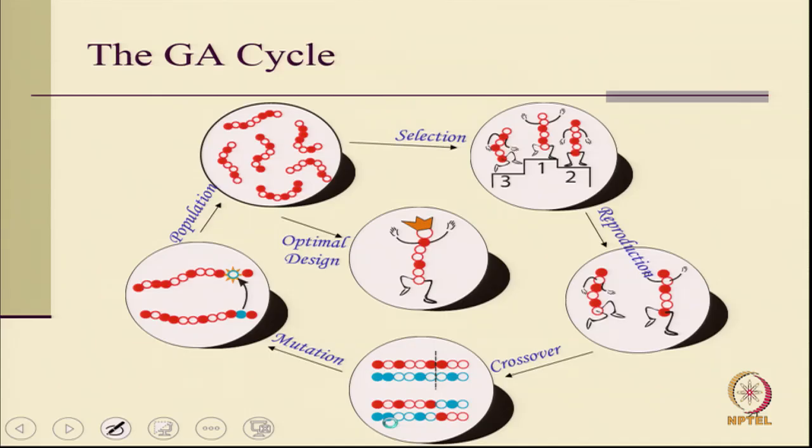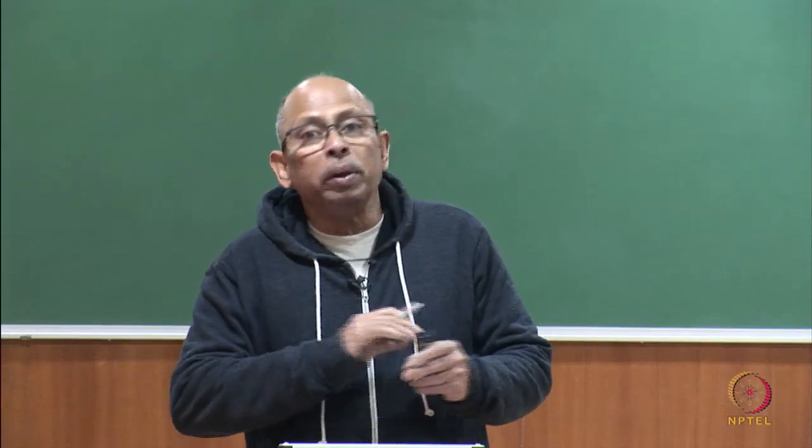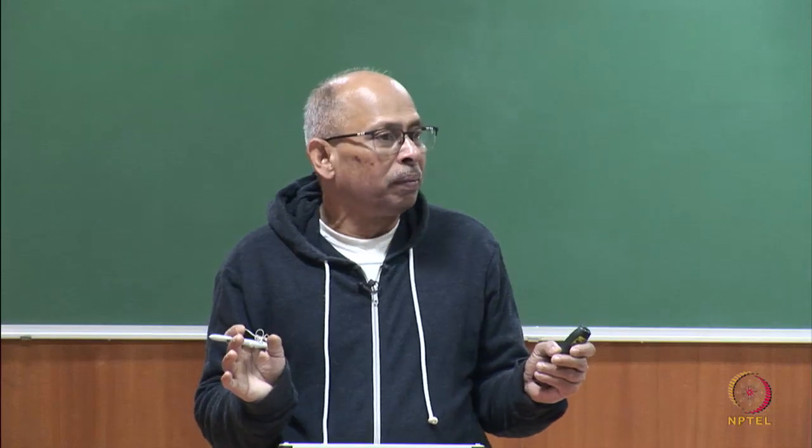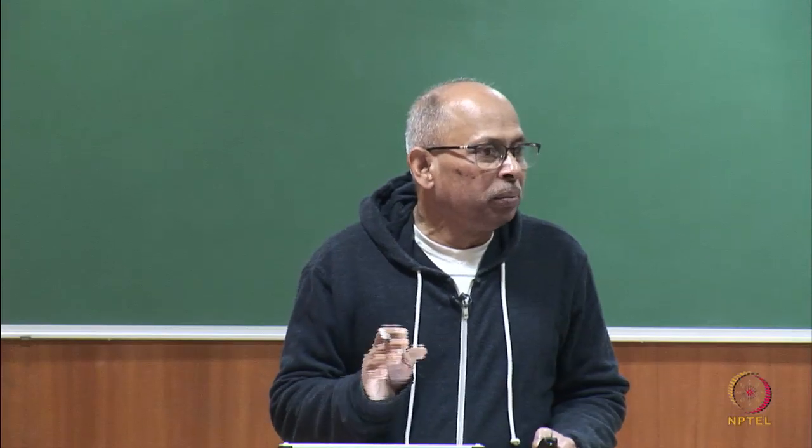So, basically the GA cycle would be this: to start with, you have a population, from there you select and keep the best, and then reproduce through crossover, with mutation once in a while. Then look at this population and find the best. This process continues until you no longer improve the fitness value. After some time, the fitness values of all the members in the population are the same. That means there is no scope of improvement further.